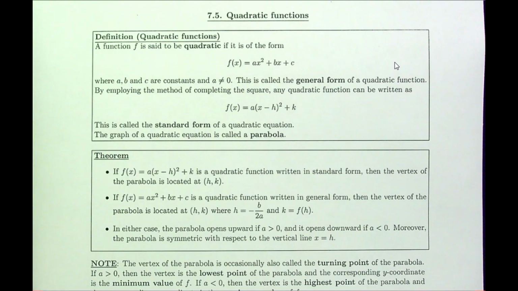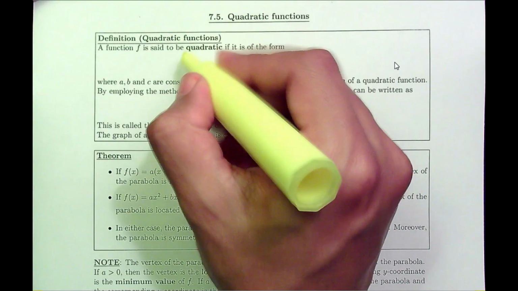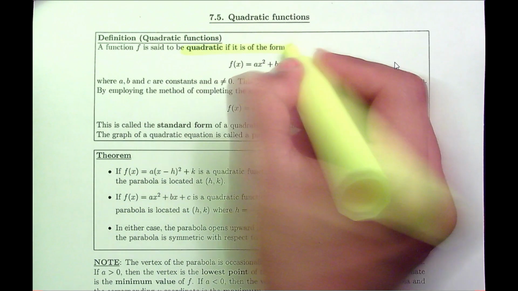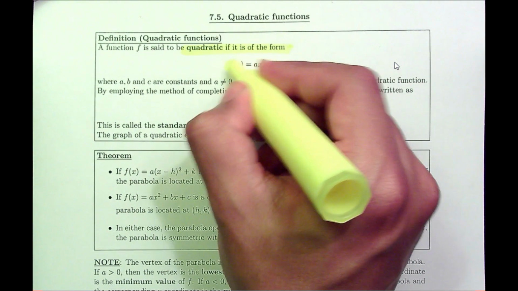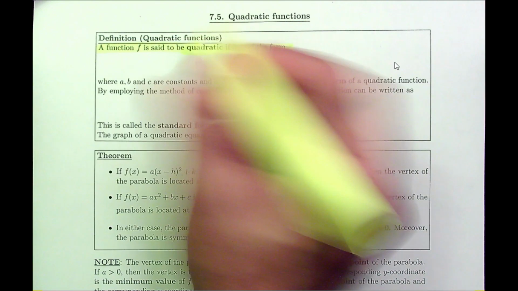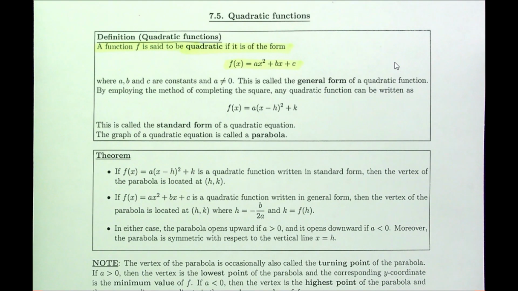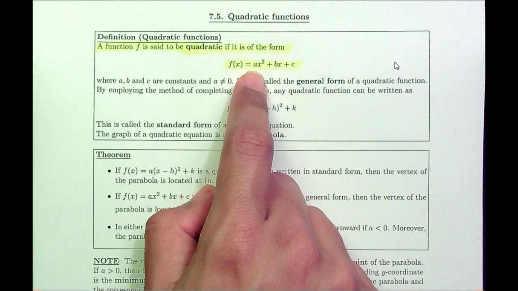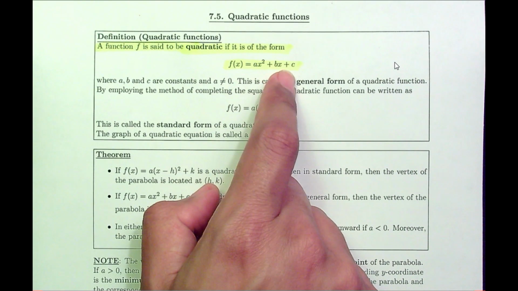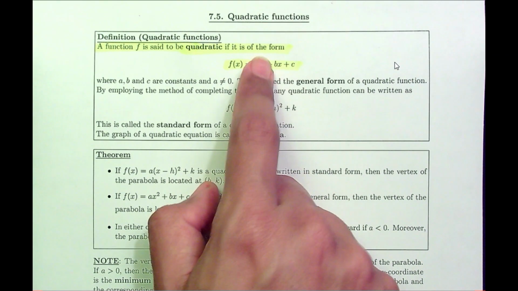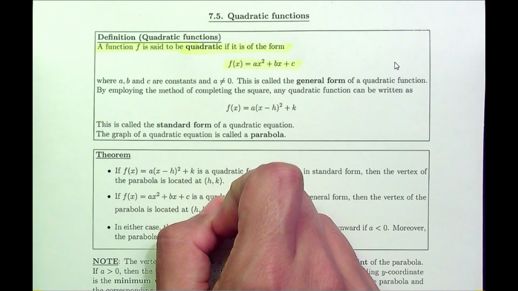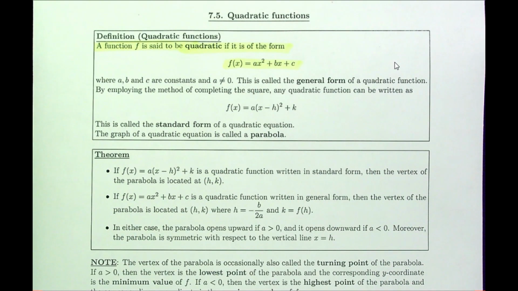So this is also not an entirely new concept, but now we're looking at it from a new perspective, which is the functional perspective. We're looking at it from the point of view of functions instead of just solving equations. Okay, so the function looks like this: ax squared plus bx plus c. When you have it in that form, that is called the general form of the quadratic function.